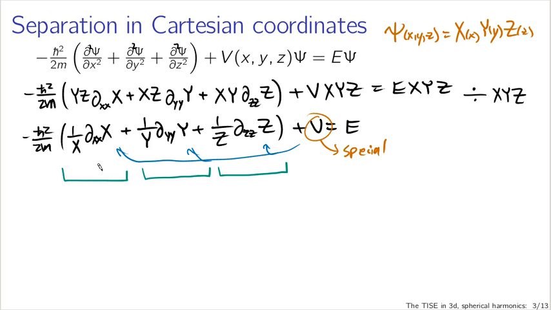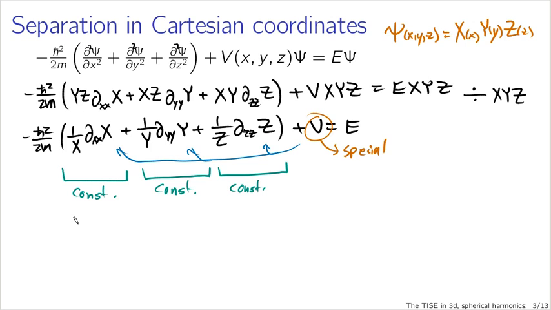If I have something that's only a function of x, and something that's only a function of y, and something that's only a function of z, all added up, and I want this equality to hold for all values of x, all values of y, and all values of z, the only way for this to work is if this is a constant, this is a constant, and this is a constant. These functions that I have must be essentially trivial functions in order for this equality to hold regardless of whatever I plug into the function as an argument.